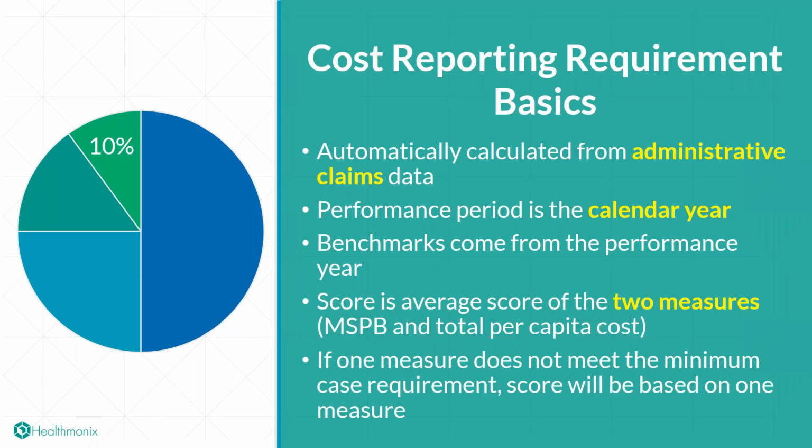So these two measures, once again, this information will be collected automatically through your claims, and the average of your score on the two measures will determine your score within cost. If one measure does not meet the minimum case requirement, the score will be based on one measure. So there's some flexibility there as well. But again, those are the two pieces that cost will really look at in determining your point value towards your overall MIPS score within the cost performance category.